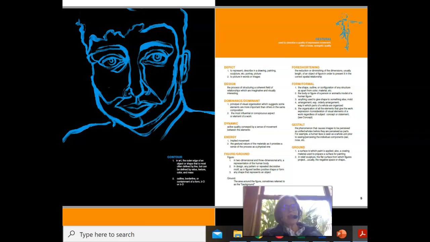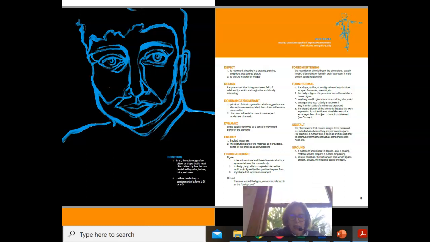Another word that might be interesting to know and to use is dynamic, right? Active quality conveyed by a sense of movement between the elements. This is similar to gestural in many ways, right? That this composition is dynamic.